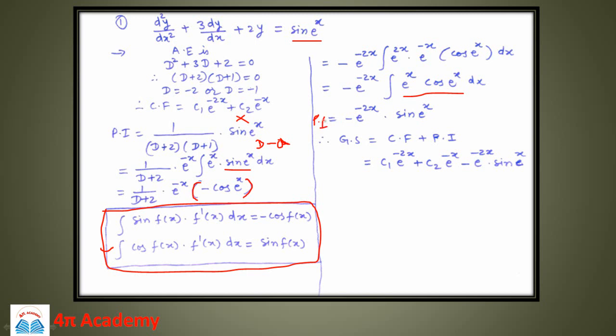We have already calculated the complementary function. So the complementary function is c1 into e raised to power minus 2x plus c2 into e raised to power minus x, and therefore our general solution is the sum of complementary function plus particular integral, and hence the total solution or general solution is the complementary function, so this is my CF, plus my PI, that is the particular integral.